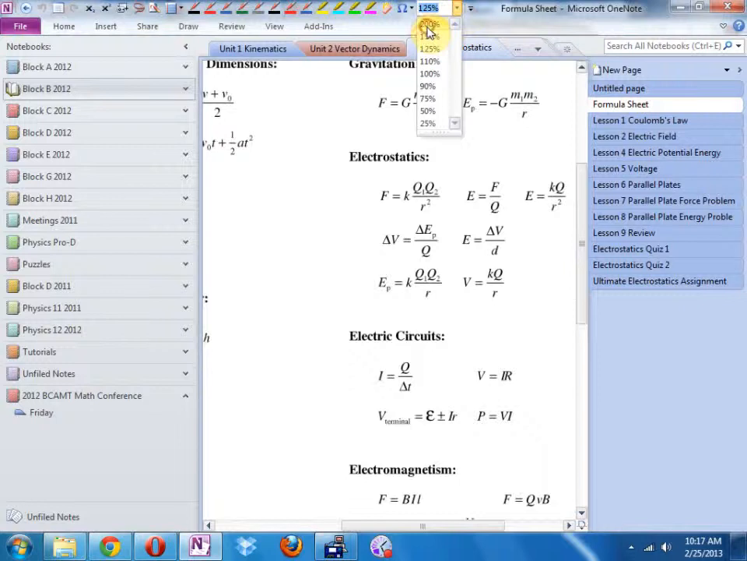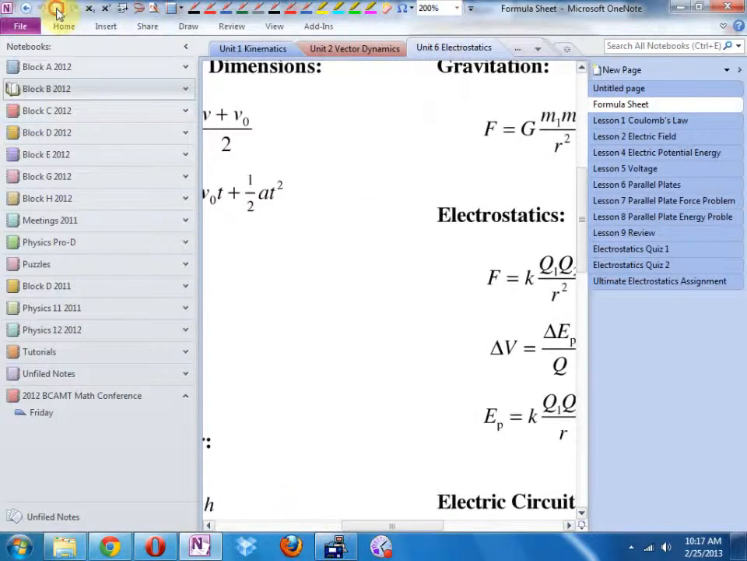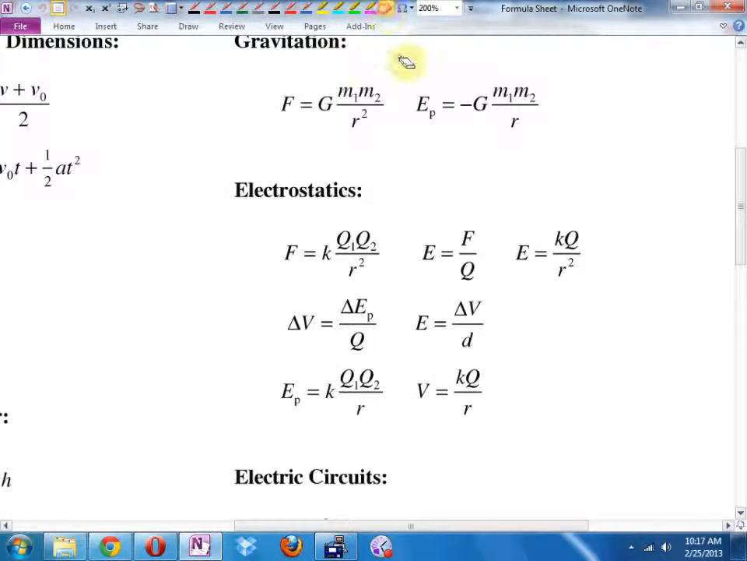It can get a little confusing. Voltage, also called potential, KQ over R. That's potential. Potential energy, K Q1 Q2 over R. Electric field, also beginning with an E, KQ over R squared. Force, K Q1 Q2 over R squared.